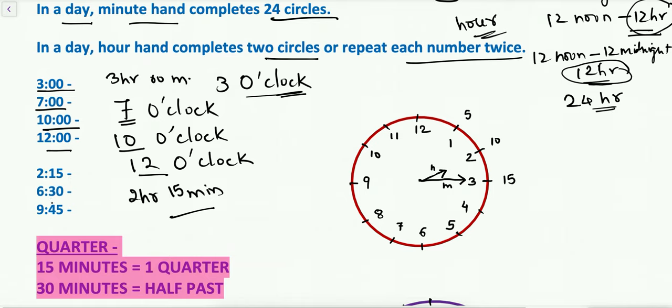Now 6:30, how will we read the time 6:30? The hour hand will be near 6, and it is 6:30. So this is 5, 10, 15, 20, 25 and this is 30. The minute hand will be on this 30 minute mark. So this is 6:30. How will we write it? 6 hours 30 minutes.